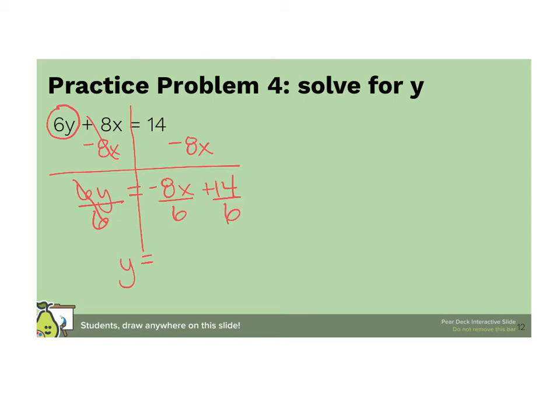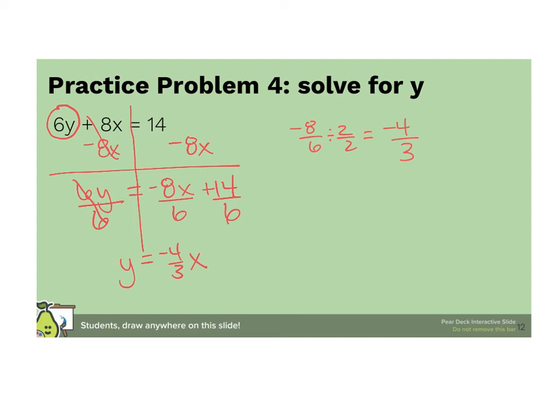6 doesn't go into 8 evenly, but I can reduce it, right? I can have smaller numbers if I divide by 2/2. So what I'm doing is I'm dividing both of these by 2, and I'm going to end up with negative 4/3 for my fraction, and then the x comes after it.